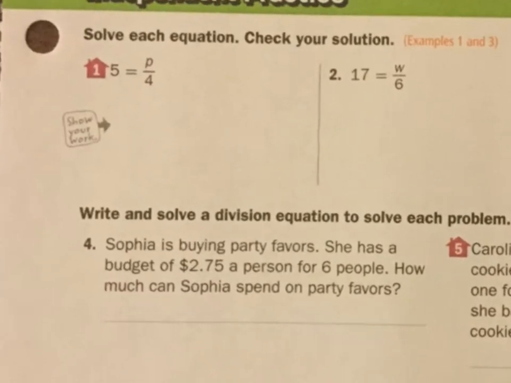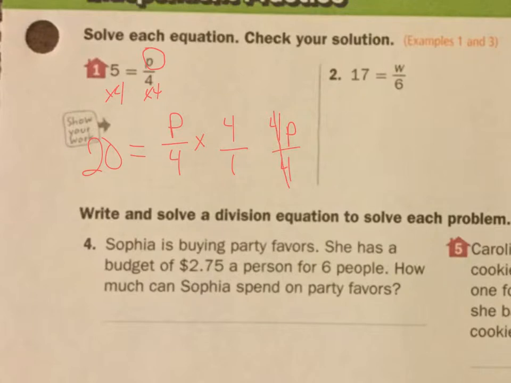To get that p all by itself, I have to do the opposite of what's happening right now. It's p divided by 4, so I'm going to do p times 4, okay? And then I have to do that to each side, times 4. So it's going to be 20 equals p over 4 times 4. Now, if I do that, I get 4p divided by 4. The 4 and 4 become 1, and so it's p.